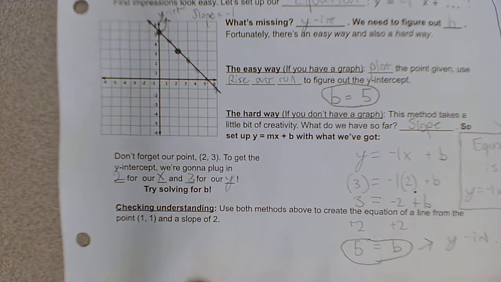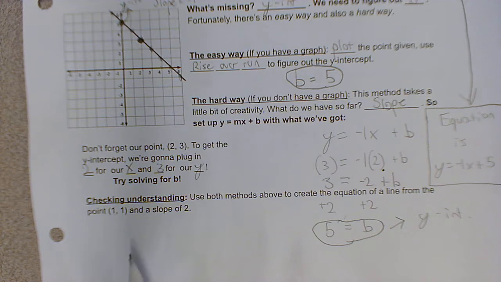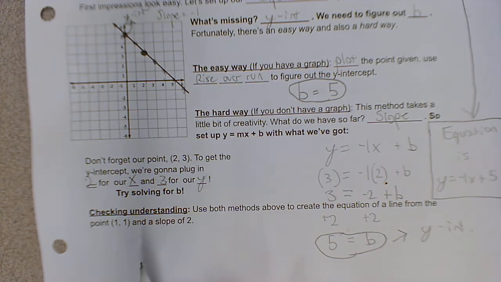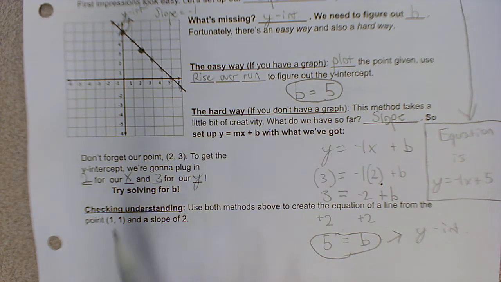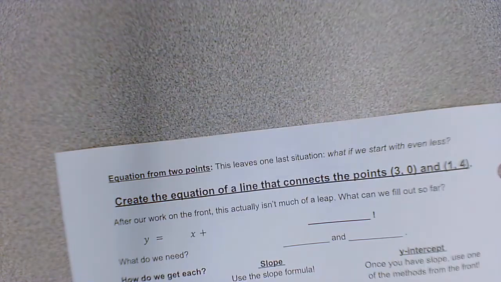All right, I'd like you to try this yourself both ways. Move down to the checking understanding and try figuring out the equation of this line from the graph and by solving for b. Do both ways and then flip to the back. Okay, so the back is pretty short actually.